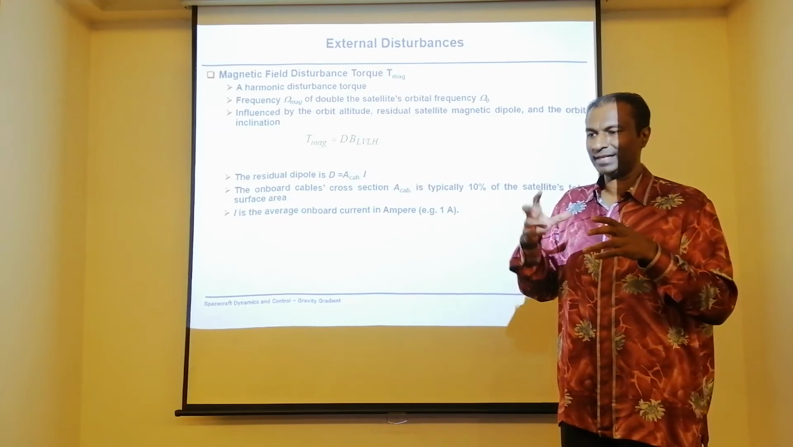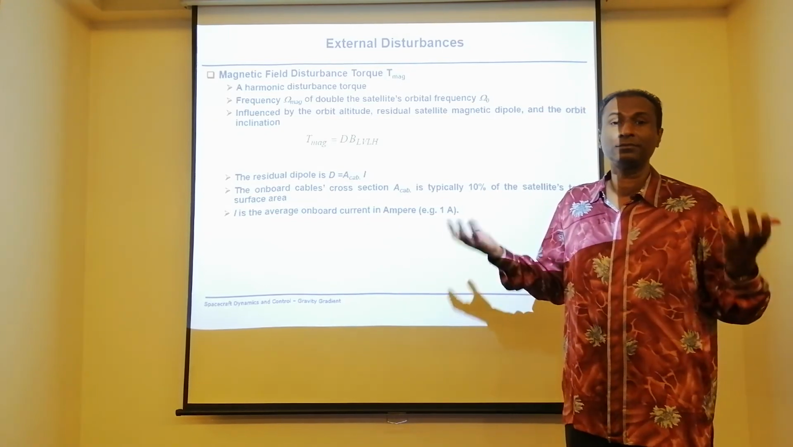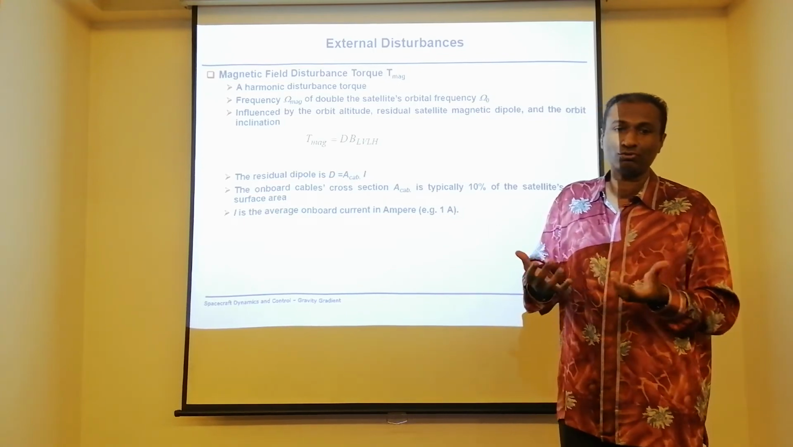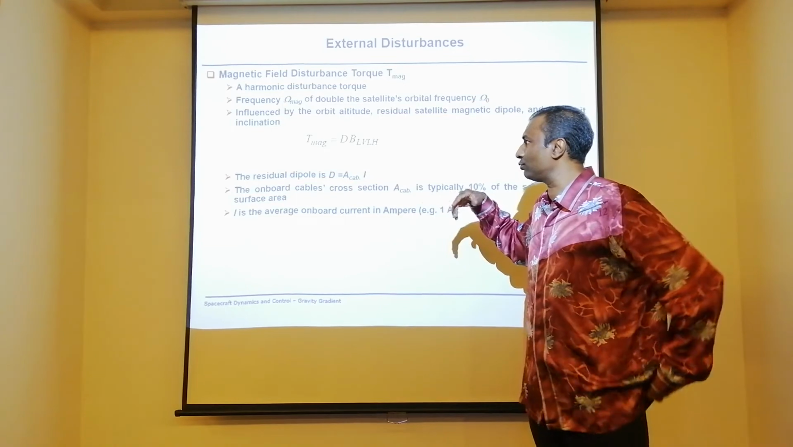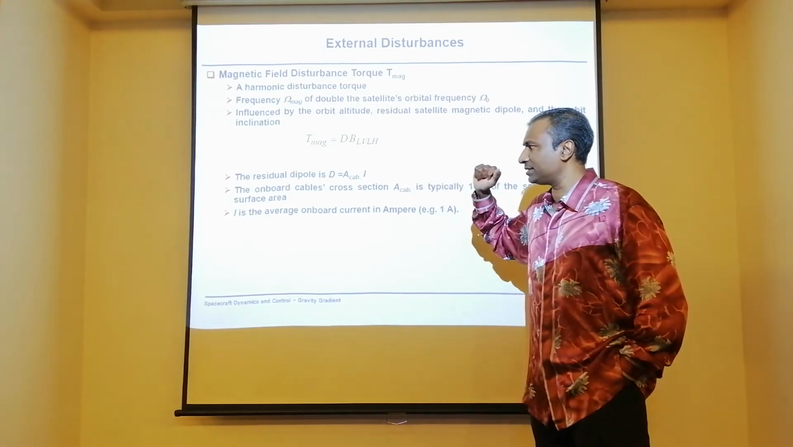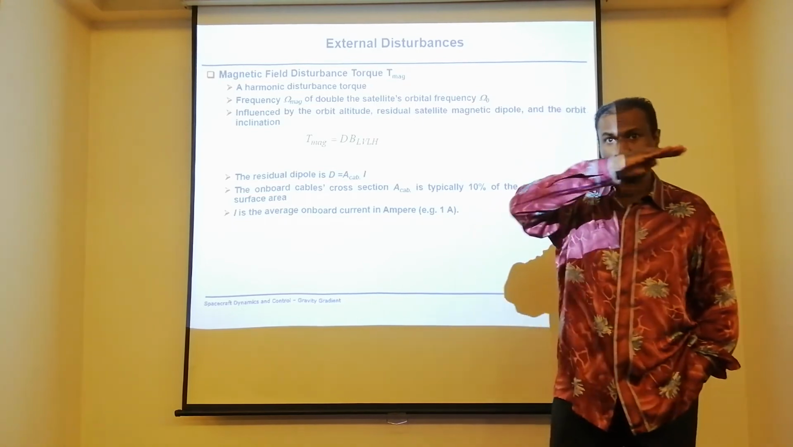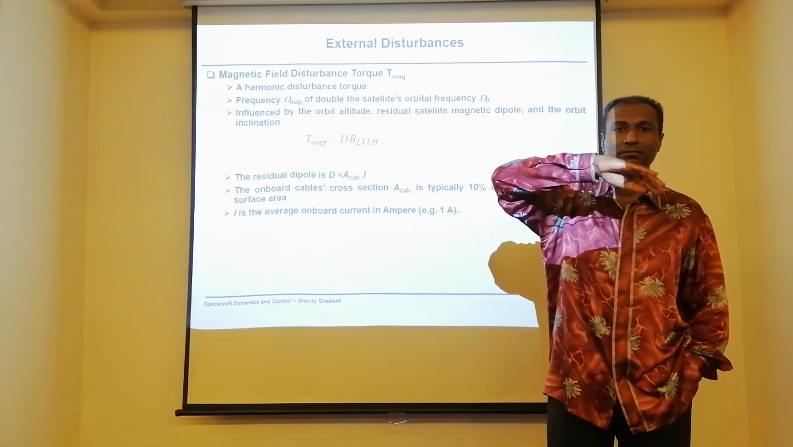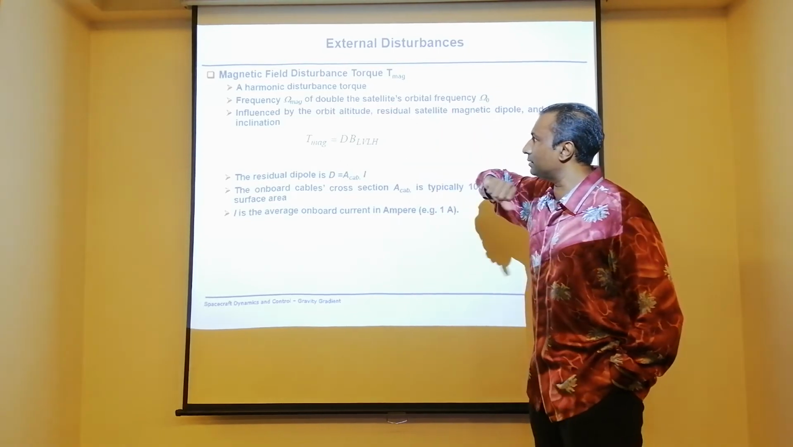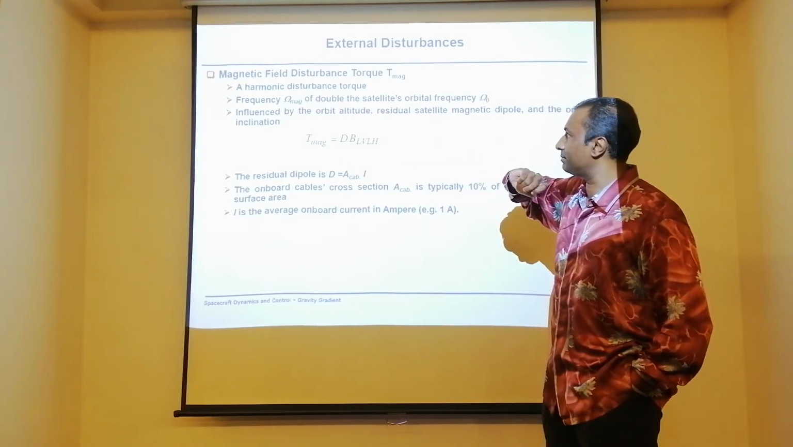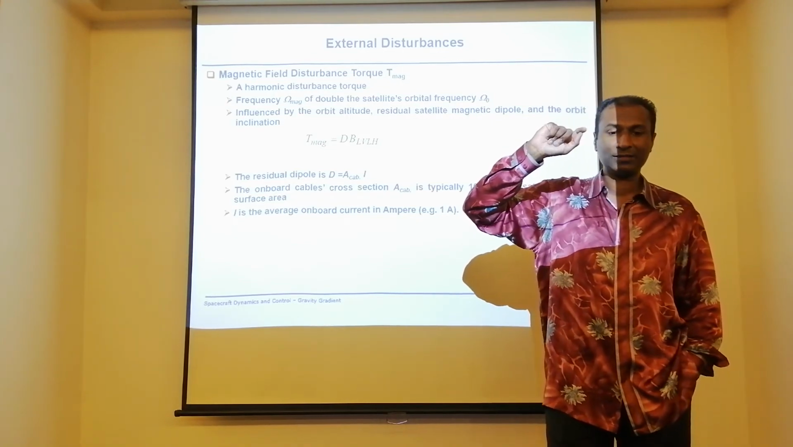Okay? So in that sense, the same magnetic field can be your disturbance also. We can use it to control, but at the same time, it can also be our disturbance. So we have to know exactly how much it is disturbing us. This torque is a harmonic torque. Harmonic means what? It is not constant. It has maximum and minimum. Now its frequency is actually double the orbital frequency, which means that it has two peaks. Why does it have two peaks?